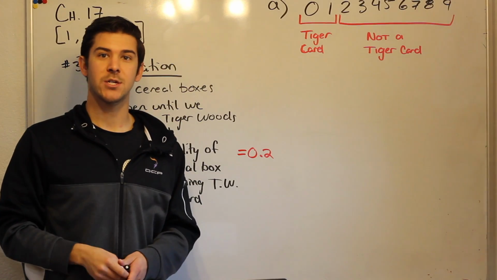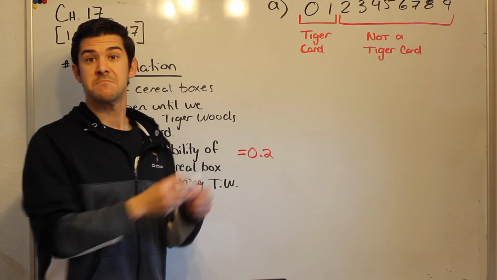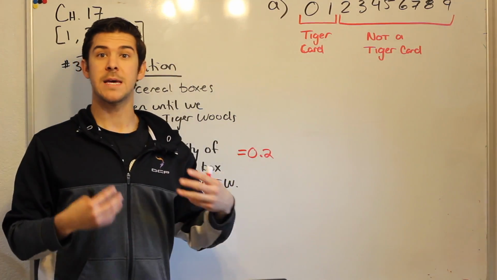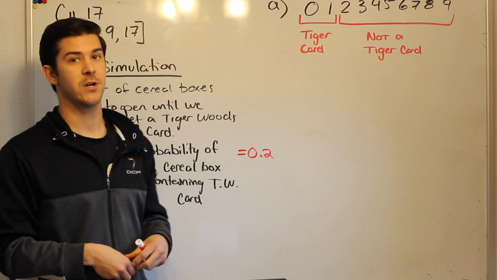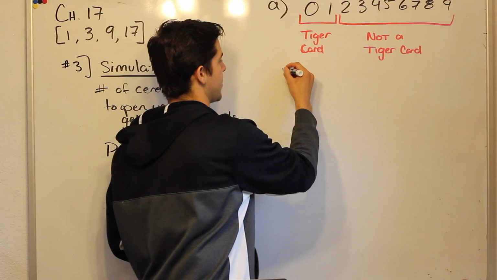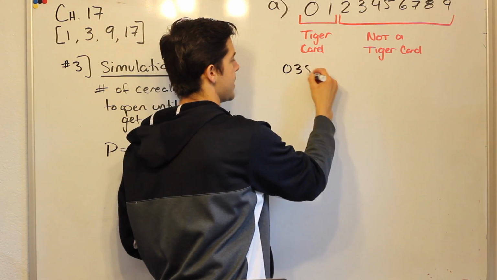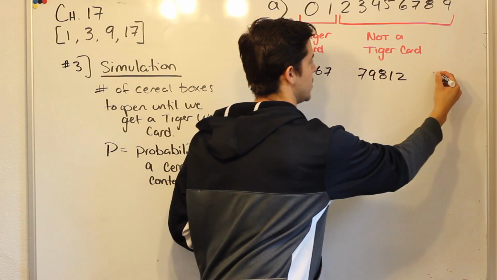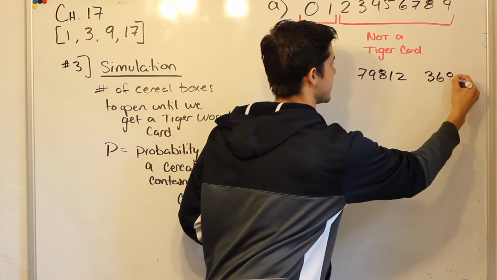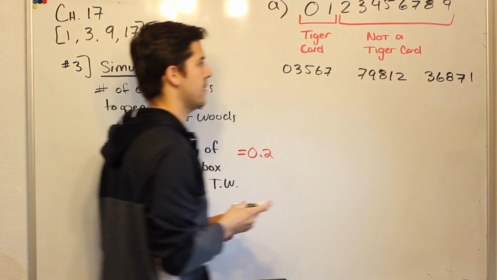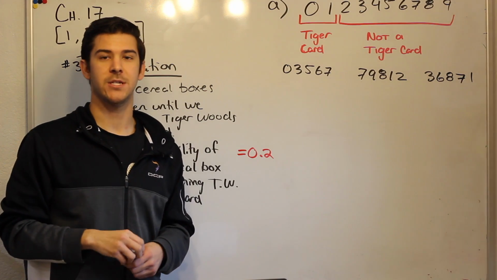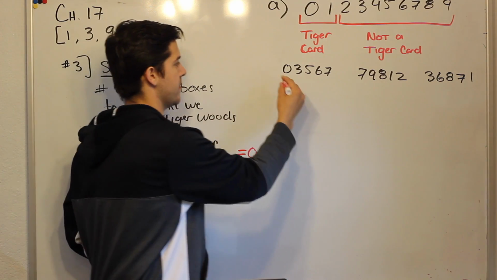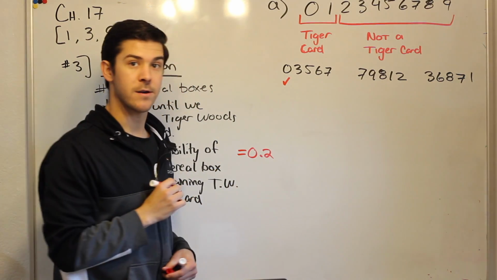In order to run this simulation, I would use a random digit table comprised of a bunch of random digits and determine when one of these numbers comes up, it mimics us opening a cereal box and pulling out the card. For example, if I use the numbers 0, 3, 5, 6, 7, 7, 9, 8, 1, 2, 3, 6, 8, 7, 1, just call those random digits, I can go through each of them and see whether or not I'll get a Tiger card. For example, first pull, a Tiger Woods card.